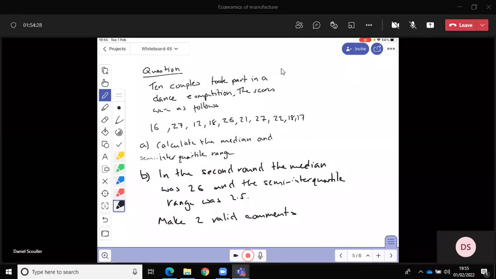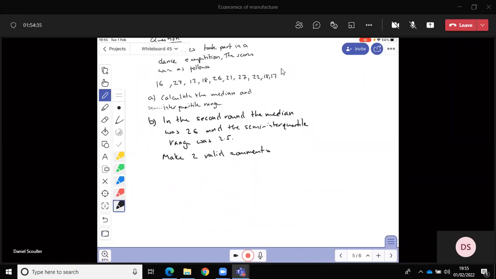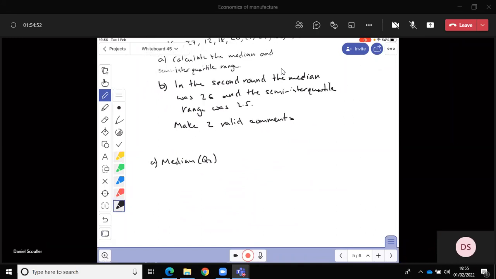Just the same as the examples we were looking at. First thing you need to do, just organize them. Organizing them and then splitting them up. We're getting the median. For part A, the median, also known as Q2, quartile 2, I got that as 19.5. So that's a number in between 21 and 18. So just be careful with that.